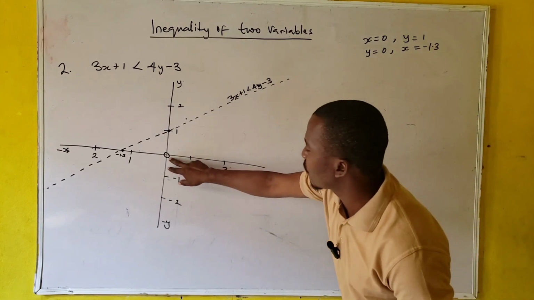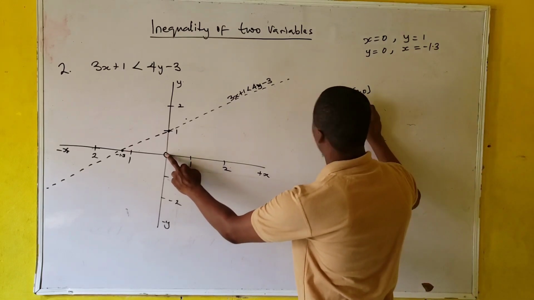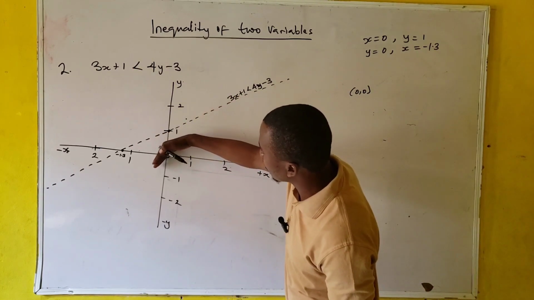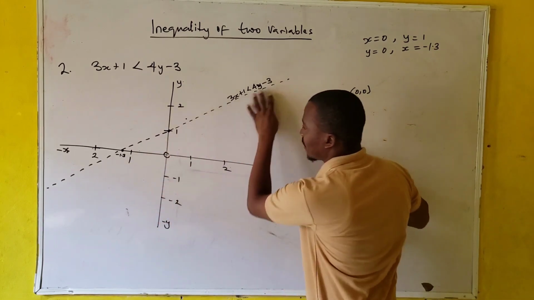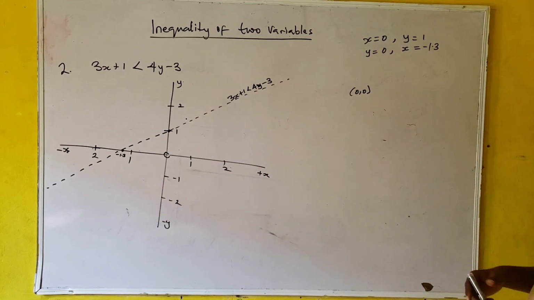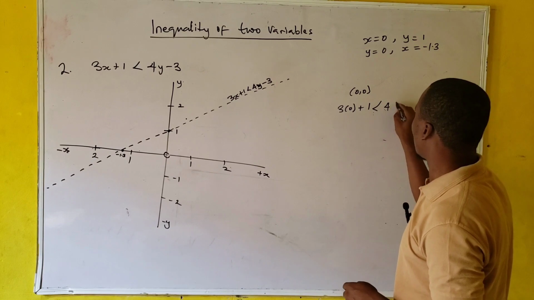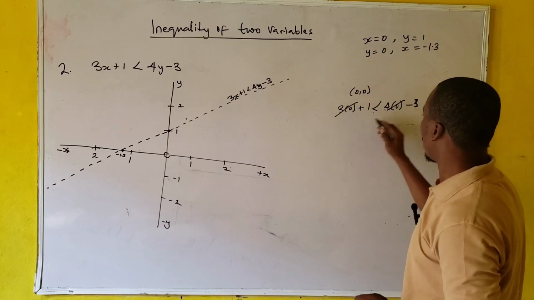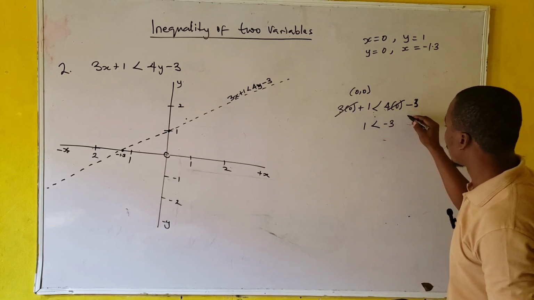Okay, so I'm going to pick point 0, 0 this time around. So I'm picking point 0, 0, meaning that s equal to 0 and y equal to 0. So I'm going to put this here and check whether this point will satisfy the inequality. And if this point satisfies the inequality, it simply means that the whole of this region, the down part of this graph, will satisfy the inequality. So let us put that and see what we have. 3 into 0 plus 1 less than 4 into 0 minus 3. So this and this will go. I have that 1 less than minus 3. You can see that this thing is not true.